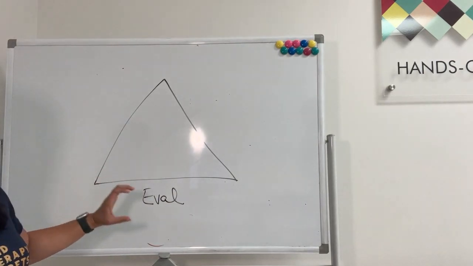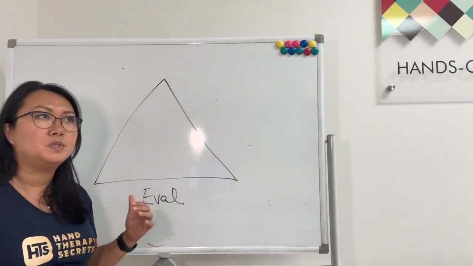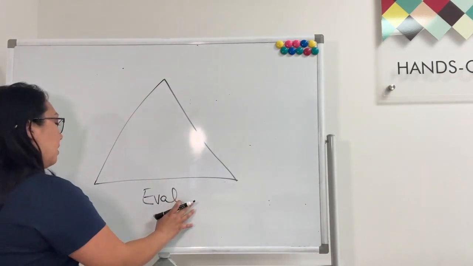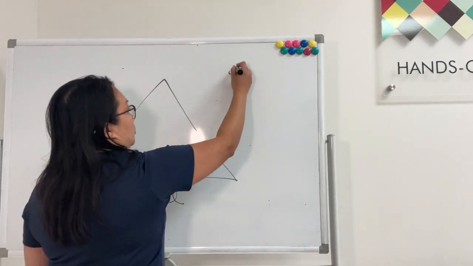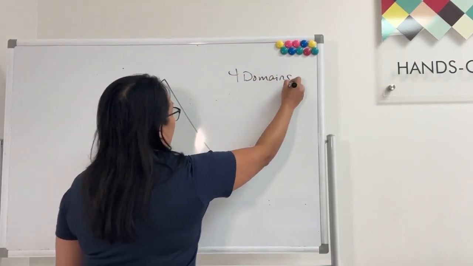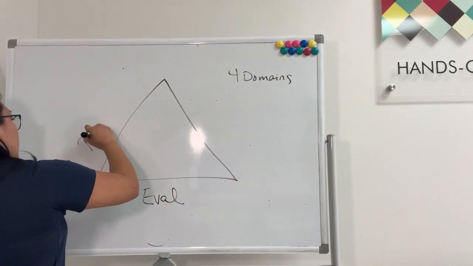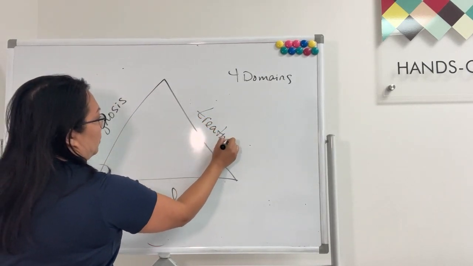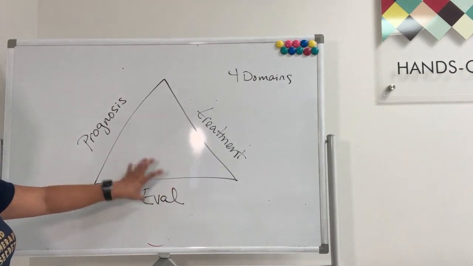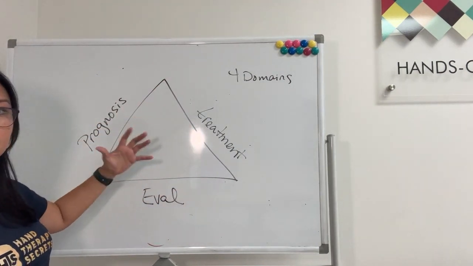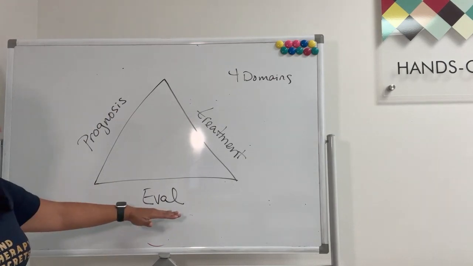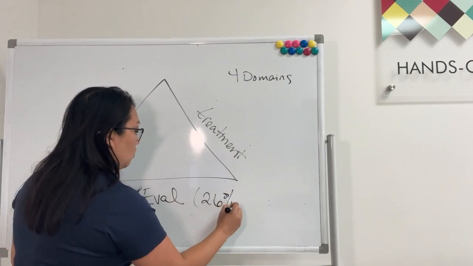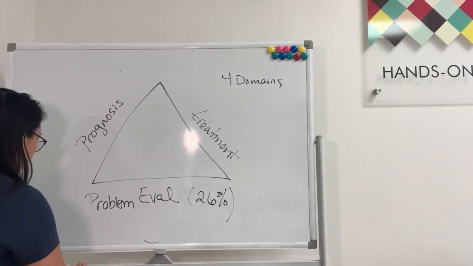So the focus framework really helps you to stay focused and not veer off track, right? There are 4 domains that they test you on: evaluation, prognosis, and treatment. If you think of evaluation, prognosis, and treatment as a triangle, the evaluation portion is 26% of the total score, right? You're looking for the problem.